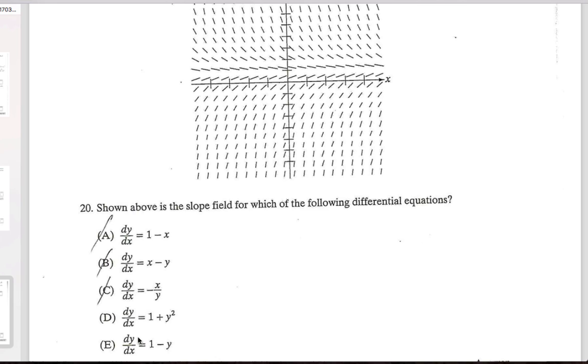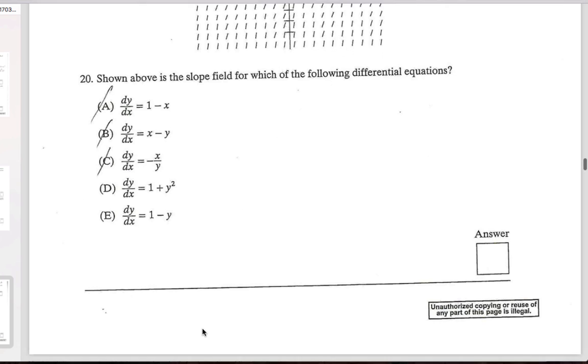Then to figure out if it's d or e, I just plug in a value. So let's just pick a point. Let's say here at 0, 3. So at 0, 3, when x is 0, y is 3, it's definitely a negative slope, right? So x is 0, y is 3. So 1 plus 3 squared, that would be positive. So we need to eliminate d because it's definitely a negative slope. If I put it in here, 1 minus 3, that would be -2, a negative slope. Confirm e is our answer.